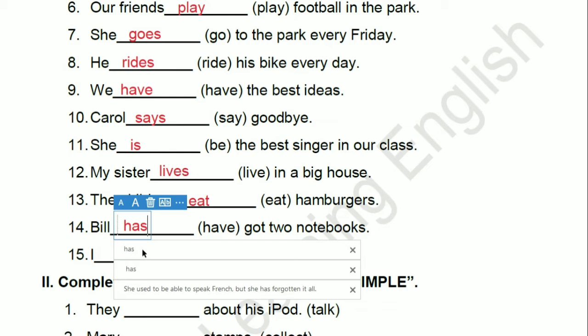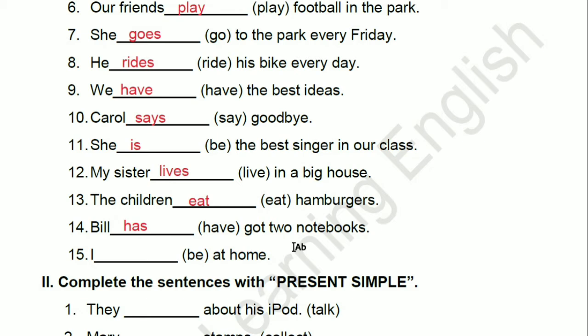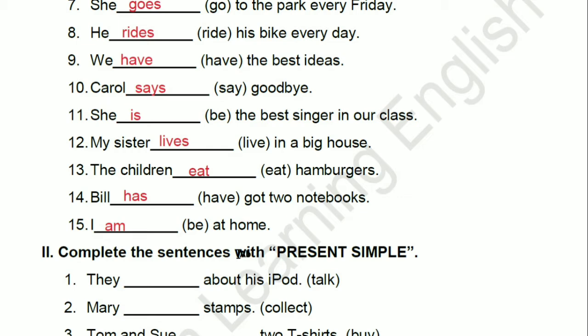So with has, okay? Bill has got two notebooks. And number 15, the last one for exercise one: I at home, so the verb be. So the verb be with I, everyone: I am, right? I am at home. Okay, now everyone, that's all for exercise number one.